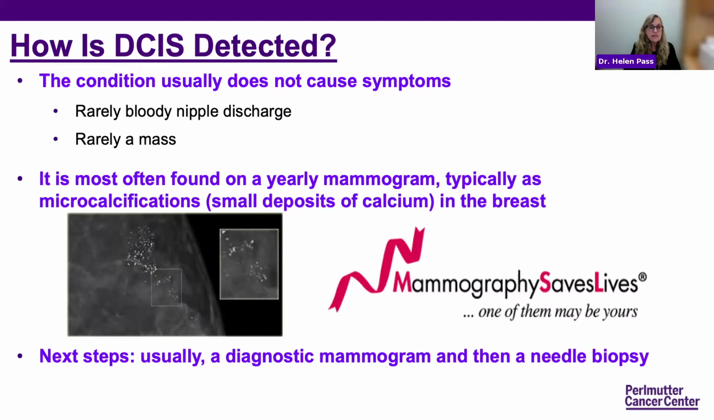So again, it's usually asymptomatic. Usually people don't have any symptoms from DCIS. Rarely patients will have a mass. Rarely they'll have bloody nipple discharge, but it's usually found as these little white dots on a mammogram, these microcalcifications. Again, not all calcifications are a marker of cancer. So you can have benign calcifications as well, but our radiologists do a very good job of identifying which ones look worrisome to them and which ones are okay just to follow. And then, as you saw, usually we get better pictures, the diagnostic mammogram, or like I tell patients, the squeeze me harder view, usually followed by a needle biopsy, as you've already seen.